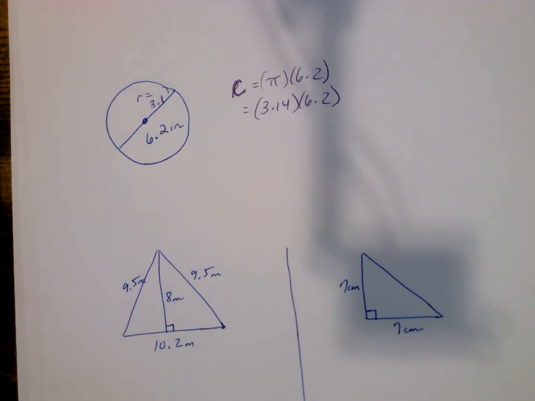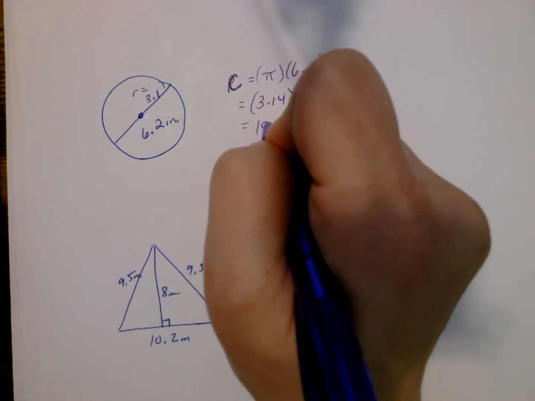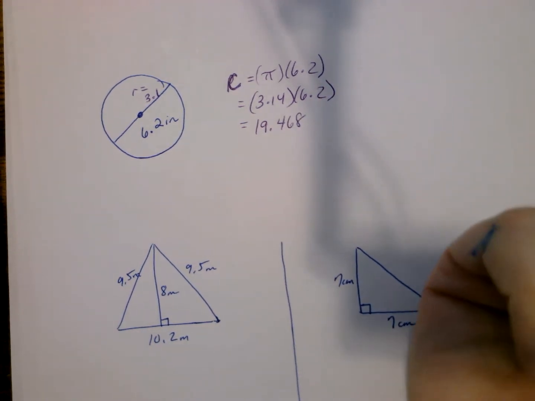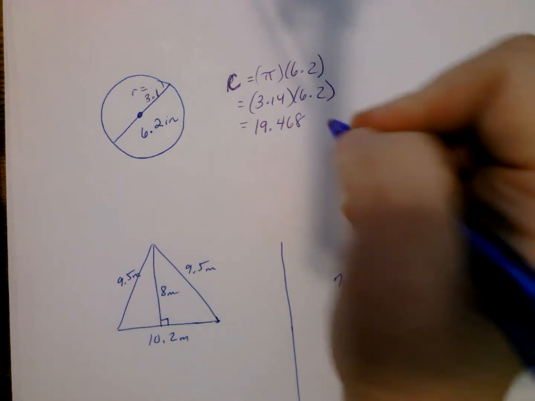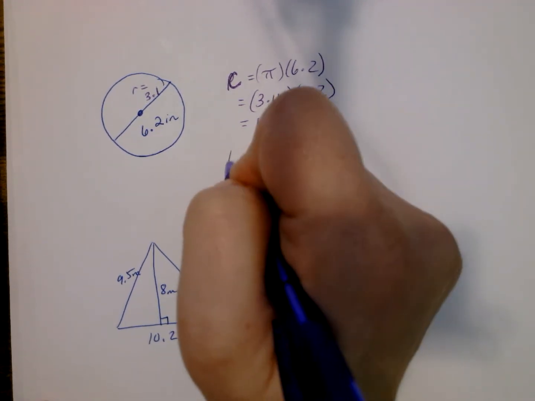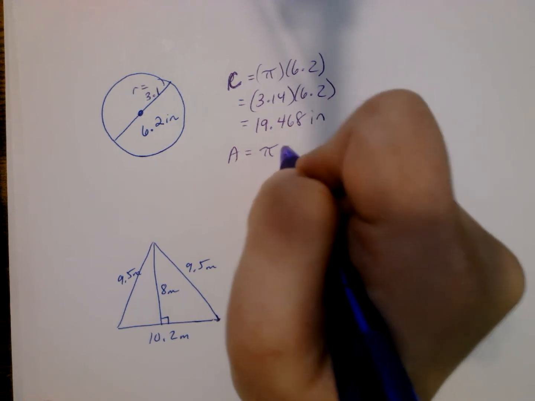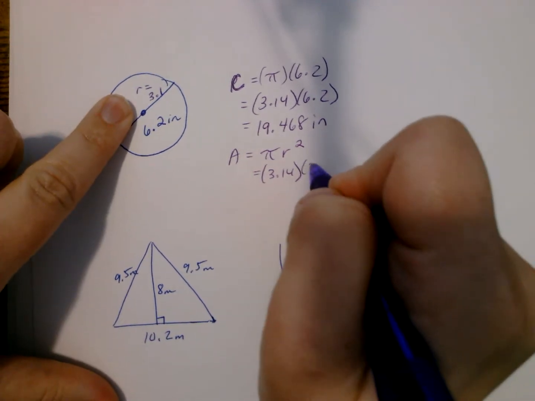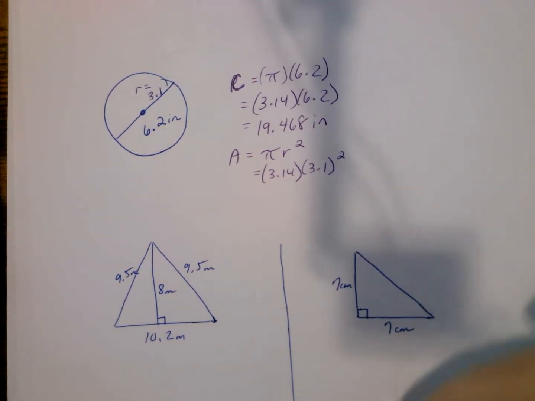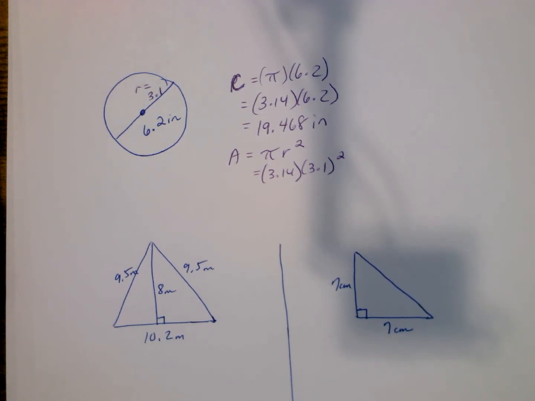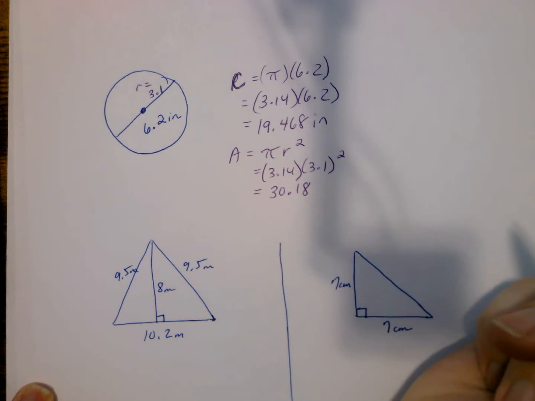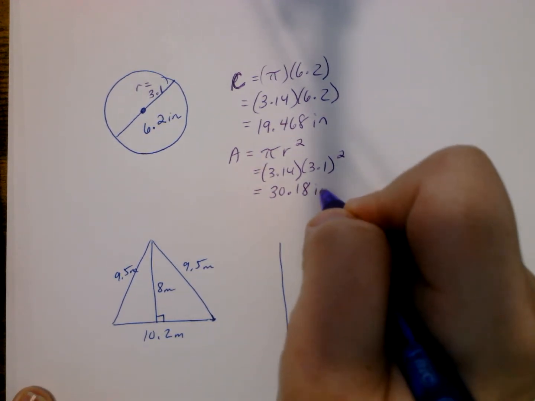3.14 times 6.2, and I get 19.468. And again, depending on how the book asks you to round, make sure you round to the nearest correct unit, and that would be inches. For area, you have to do pi r squared, which would be 3.14 times the radius that I found, squared. So 3.14 times 3.1 squared gives me 30.17. So I'm going to go 30.18, because the 5 is afterwards. And that would be inches squared.